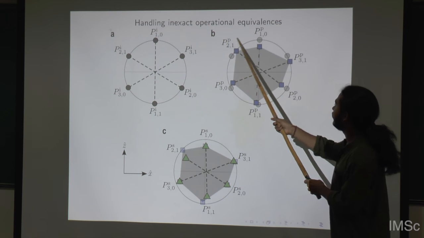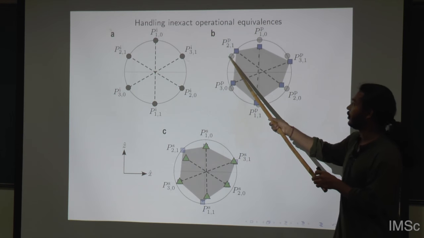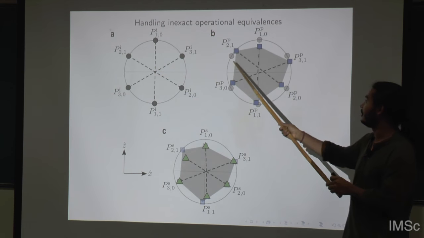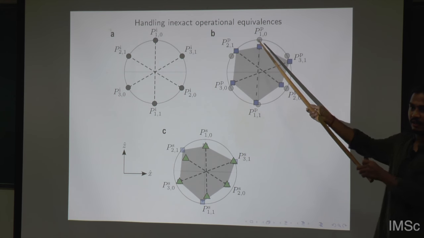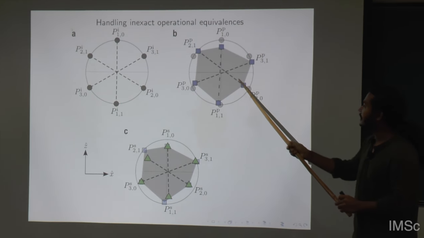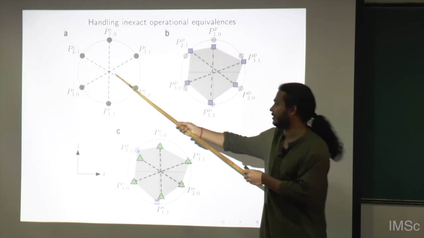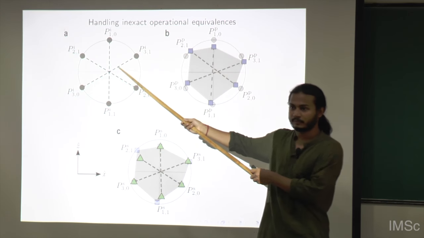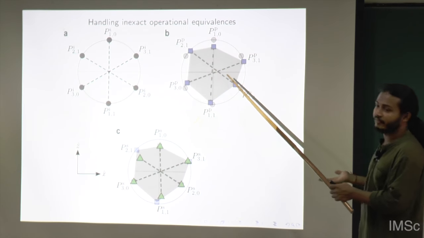So it turns out that for the primary procedures you do in the lab, in an experiment, there are deviations from what you actually wanted to do. These squares are what you ended up doing, but you wanted to do this ideal thing. It so happens that these three lines no longer meet. So that operational equivalence is lost. These mixtures are not operationally equivalent anymore. Now what do you do in the face of this?